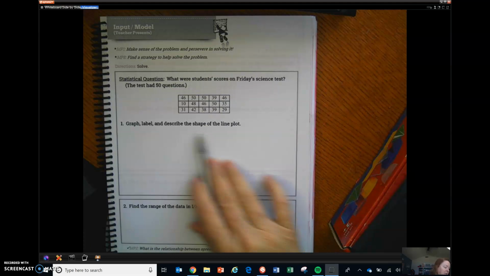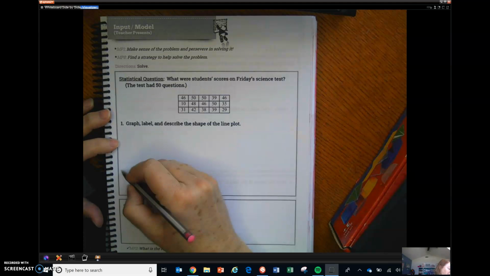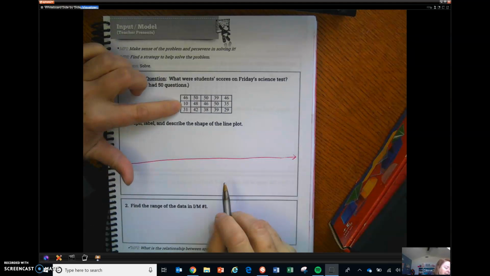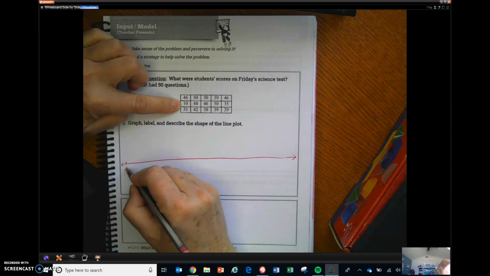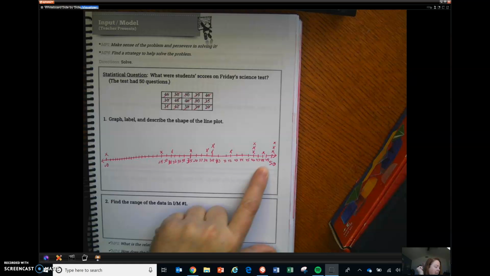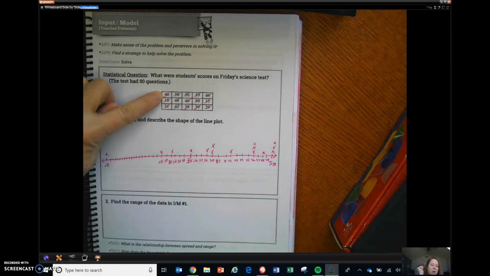So graph, label, and describe the shape of the line plot. We've done that before. My numbers need to go from 10 being the smallest all the way up to 50. I'm going to pause while I do that real quick. Okay, so you can see I went ahead and numbered all of the line that I needed. I didn't take the time to put those numbers there, but that is from 11 to 28. And as I put my X's down, as I plotted these, I made sure I crossed them off.